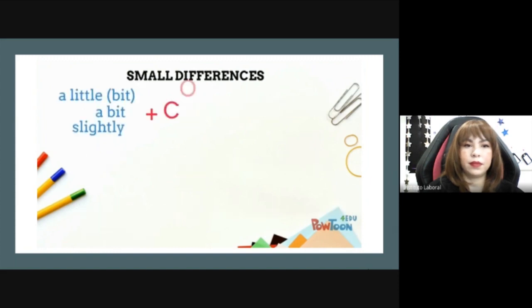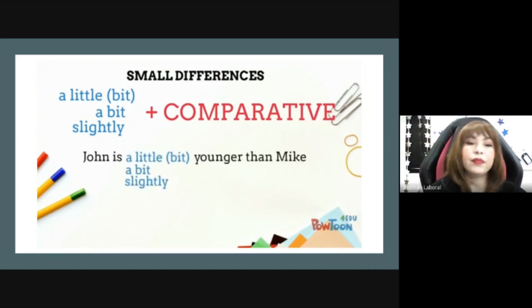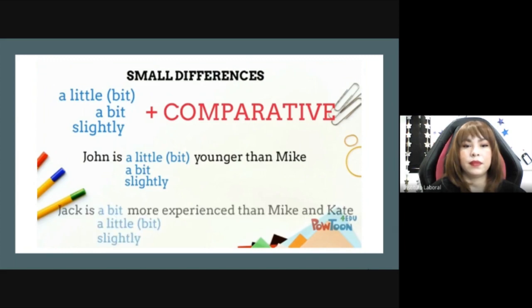When we talk about small differences, we use words like a little, a bit, and slightly before the comparative. For example, John is a little younger than Mike. John is a bit younger. John is slightly younger than Mike.